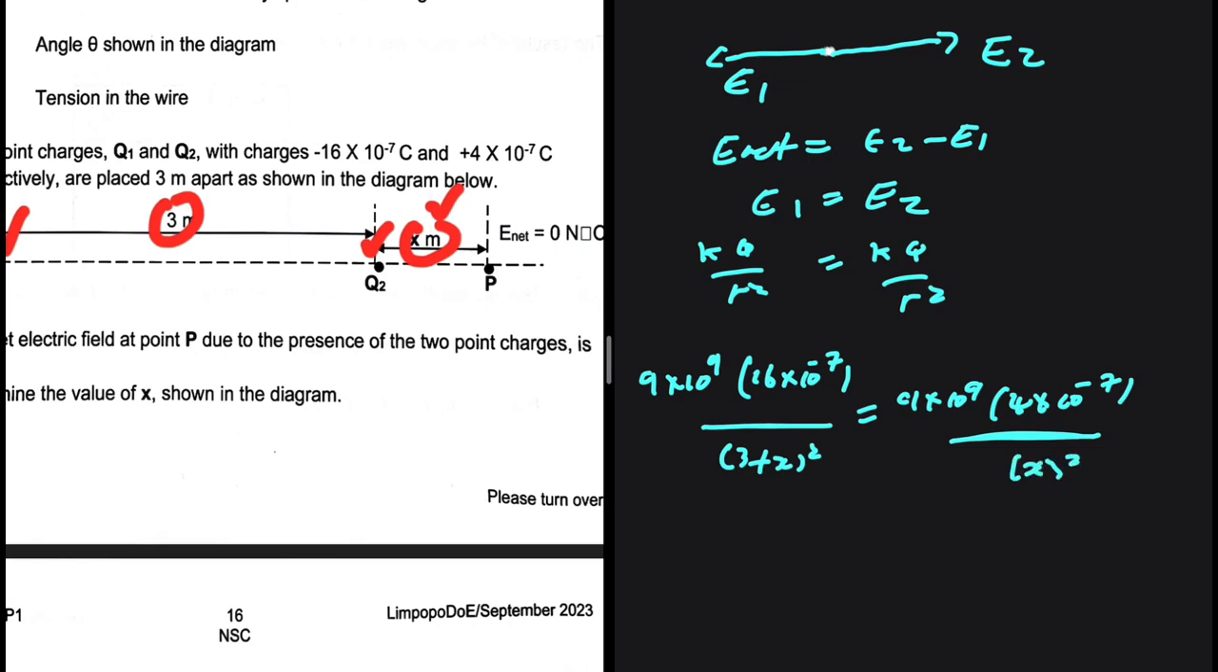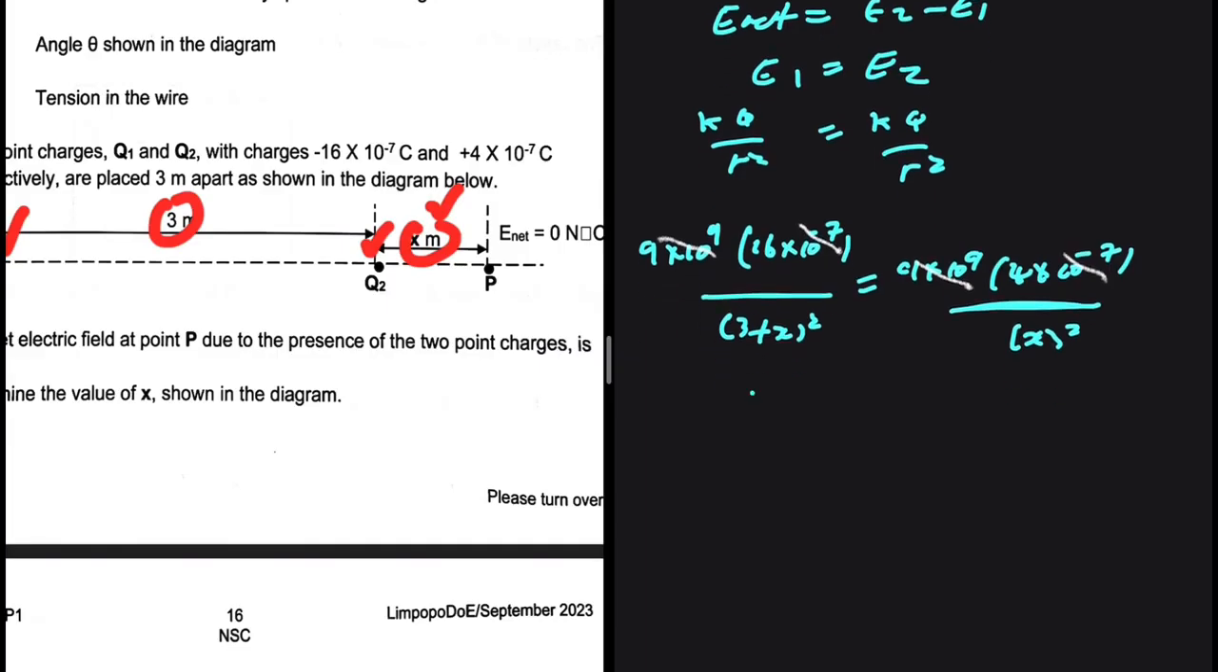In a situation like this, things are going to start cancelling out. For instance, 9 times 10 to the power 9 is going to cancel out with 9 times 10 to the power 9. Another values that are going to cancel out, times 10 to the minus 7 is going to cancel out with times 10 to the minus 7. So now we are left with 16 divided by 3 plus X squared being equal to 4 divided by X squared. If you want to complicate your life, go ahead and cross multiply. And after doing that, solve this bracket. That's what you do when you want to complicate your life.